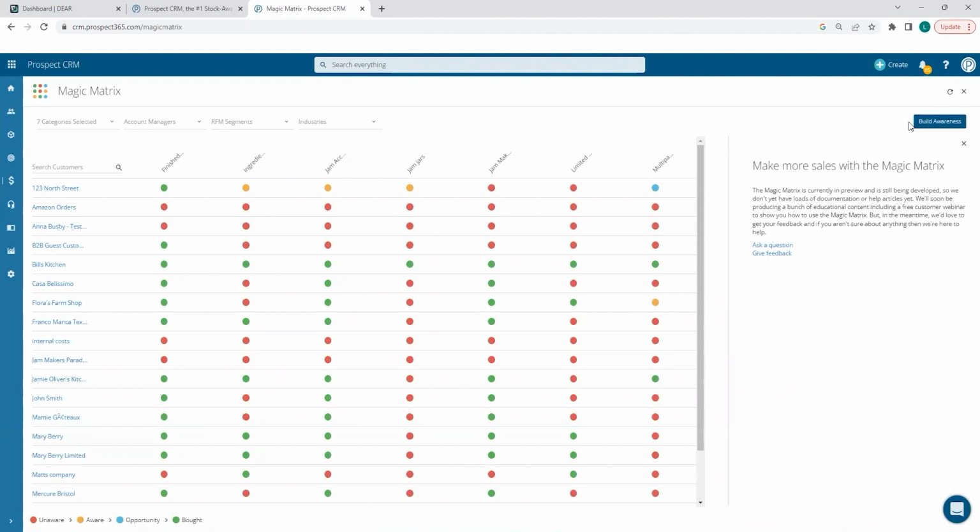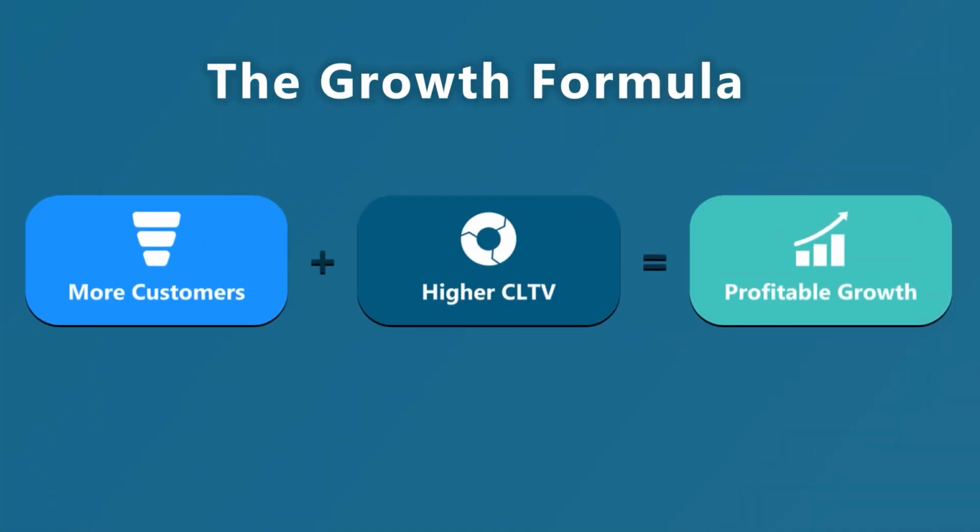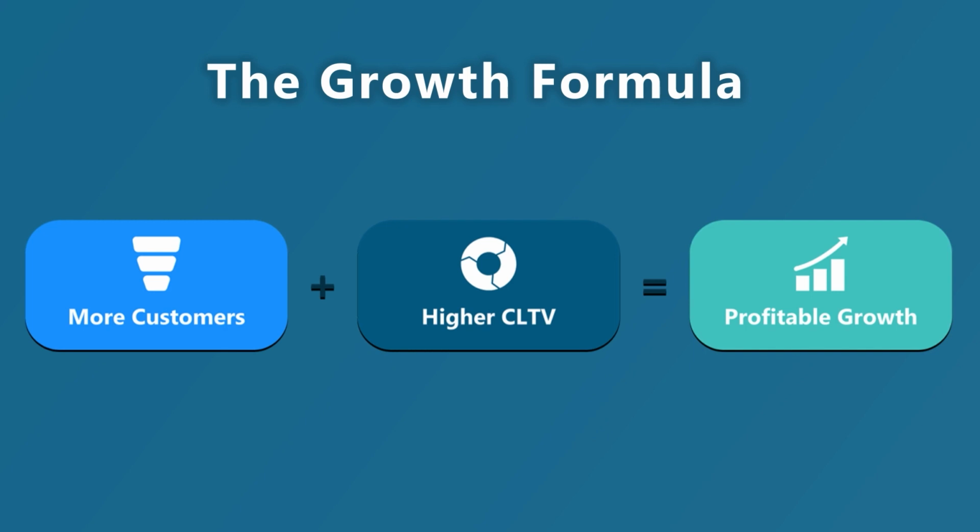You can even follow a build awareness workflow to start this cross-pollination by building campaigns and introducing opportunities within your customer base. More information on leveraging the Magic Matrix to increase sales can be found in our documentation and on our YouTube channel. Clearly, there's a lot more to uncover, and this short video has only just scratched the surface.